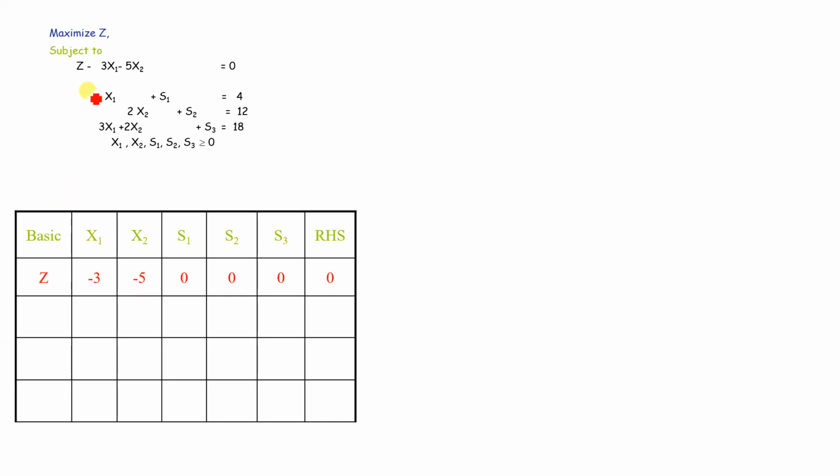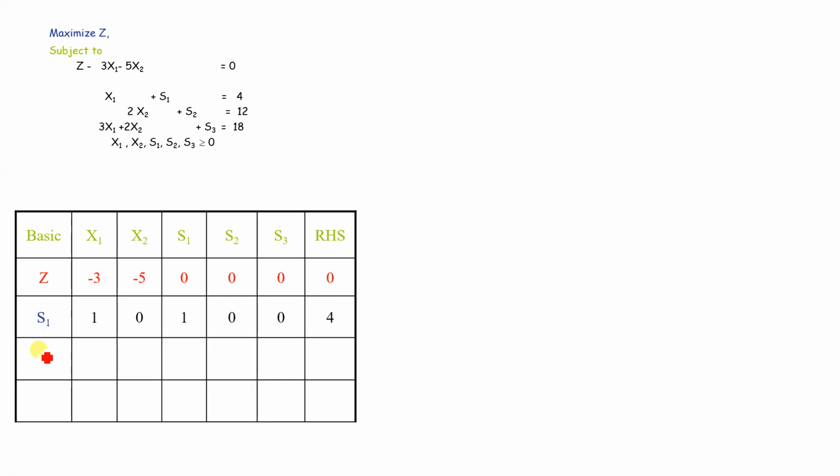Now next, this is the first constraint equation, associated to the first constraint. So again, we are going to follow the process. This is the S1 row. The coefficient of x1 is 1. The coefficient of x2 is 0 because x2 is not present in this equation. The coefficient of S1 is 1, and S2, S3 are 0. And the right hand side of the equation is 4, so we are going to write 4 here.